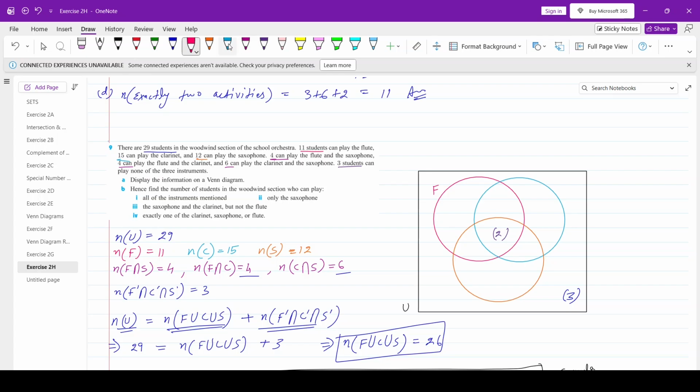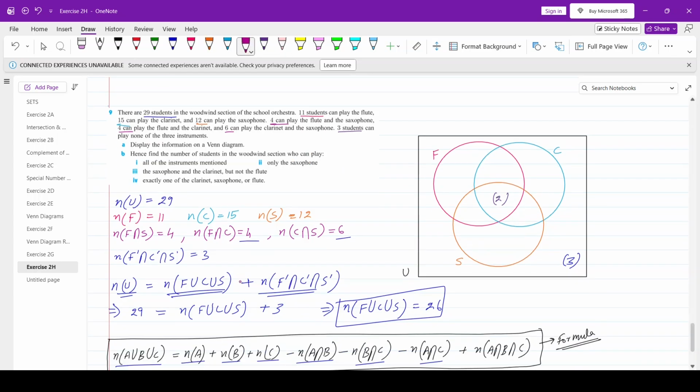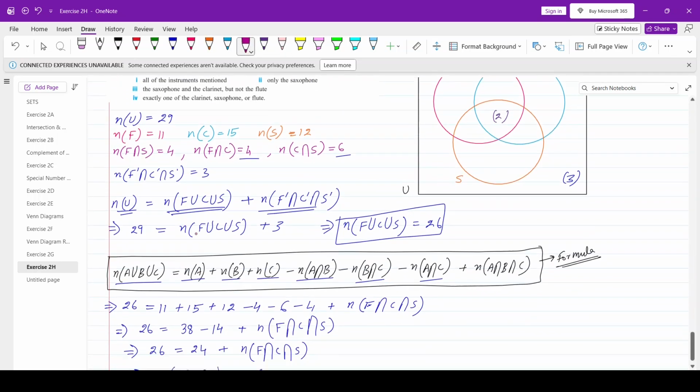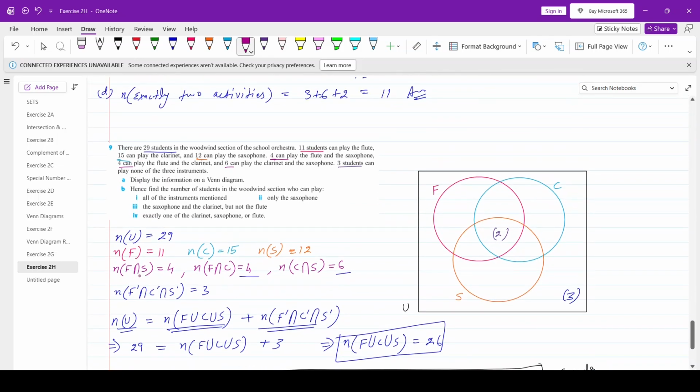This is F, this is C, and this is S. Now we know F intersection S is 4. This region is 4. 2 we have already taken, so the remaining 2 will come here. F intersection C is 4. This region is also 4, out of which we have already taken 2, so the remaining 2 will come here. The number of students in C intersection S, that is this part, is 6. So 2 we have already taken, therefore the remaining 4 will come over here.